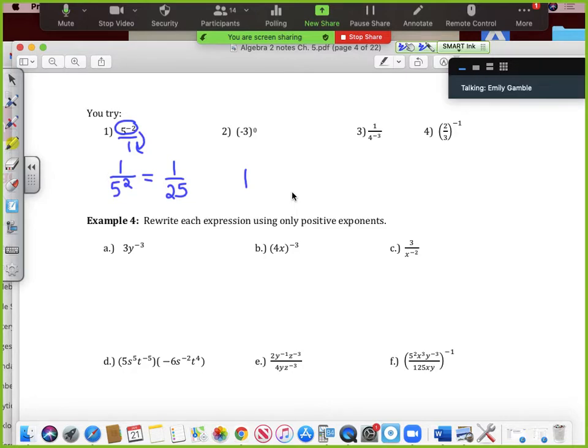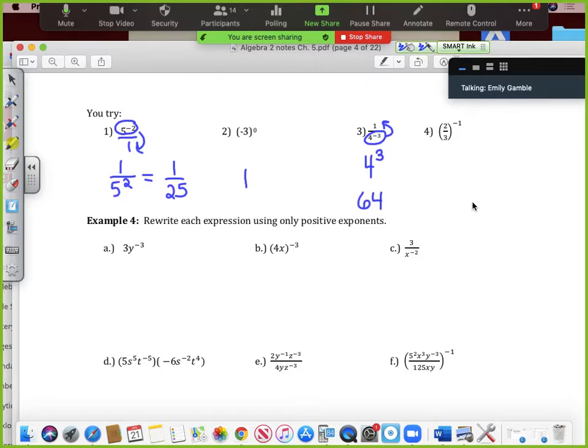Number 3, the denominator has the negative exponent, which is not okay. So what we need to do to simplify that is take that entire term that has the negative exponent and bring it to the numerator. So it turns into 4 to the power of 3. And that would just be the final answer here in exponential form like that. Or you could simplify 4 times 4 times 4. That would be 64.